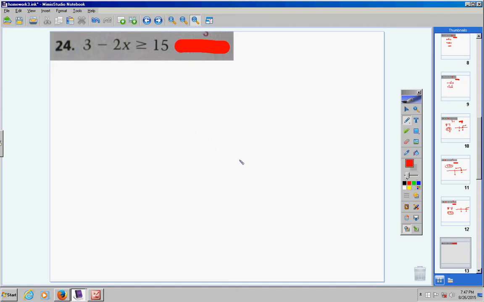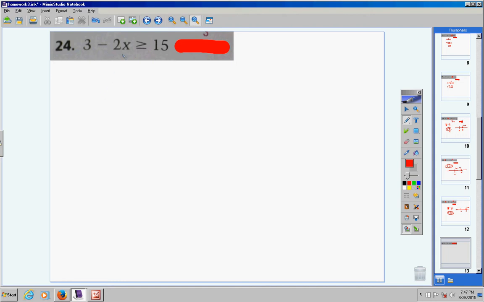Number 24. Okay, I'm going to do this one a little differently, okay? Just to make you think a little bit. Alright, here we go. Step 1, and please follow my steps on this. Watch this carefully. Step 1, simplify both sides, nothing I can do. Step 2, eliminate fractions, nothing I can do.